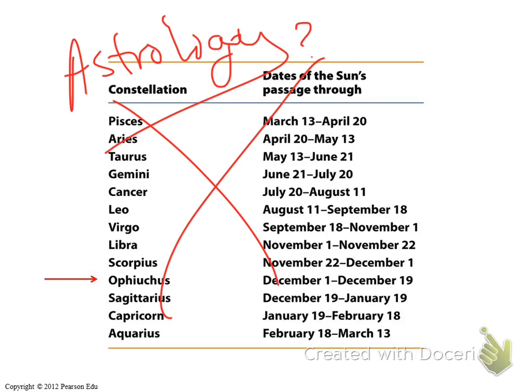I think you can keep what you got, you know, because when you read your horoscope, they don't have Ophiuchus there, do they?